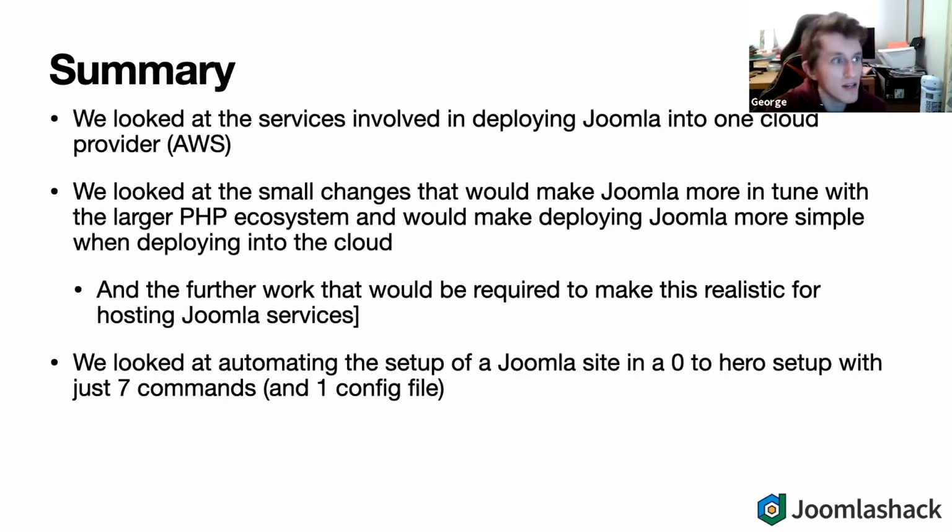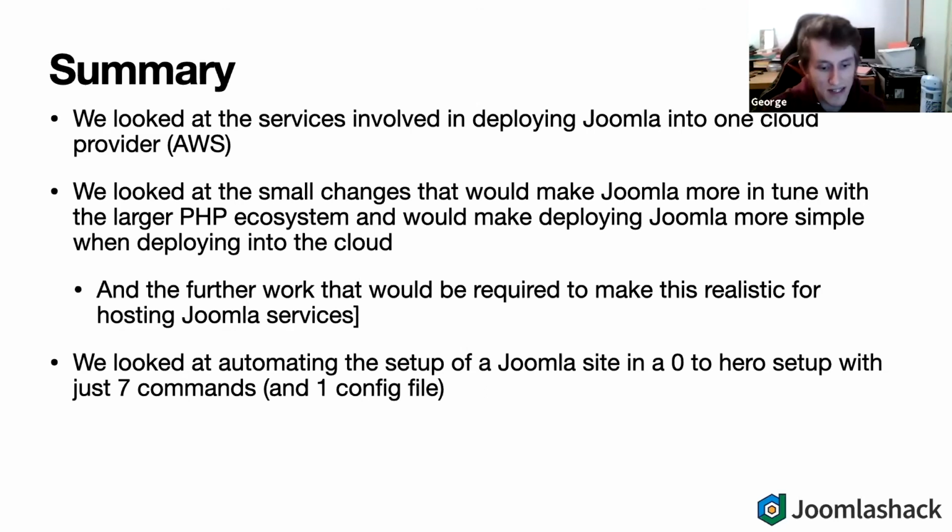Okay, so what did we do in this talk? We looked at the services involved in deploying Joomla into a cloud provider, AWS. We looked at the small changes that make Joomla more in tune with the larger PHP ecosystem. So that was our .env files to try and standardize the configuration and make deploying Joomla simpler when deploying into the cloud, and the further work that would be required to make this realistic for Joomla hosting services. So that's the stuff we talked about with global configuration settings and how updates would work.